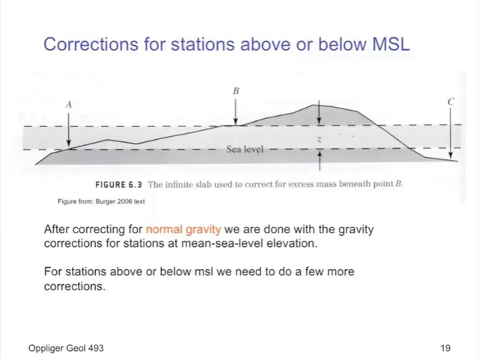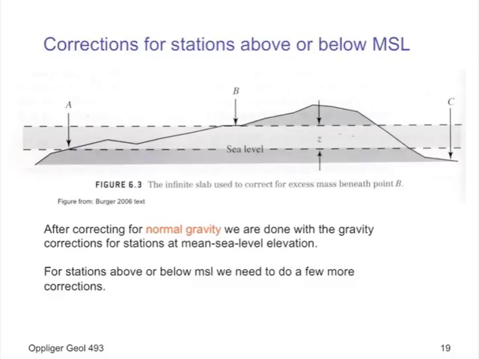So if we're correcting to mean sea level, and our station's at mean sea level, which we actually have done, one easy way to get an elevation for a gravity measurement is to take the measurement on the beach, knowing where mean sea level is on that beach. That's a very simple way of doing it. Then we're done if we have a measurement made at our datum elevation.